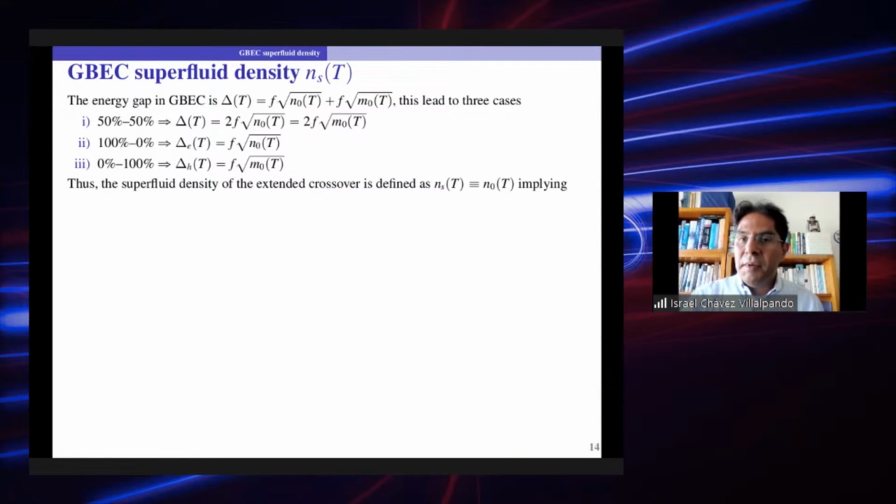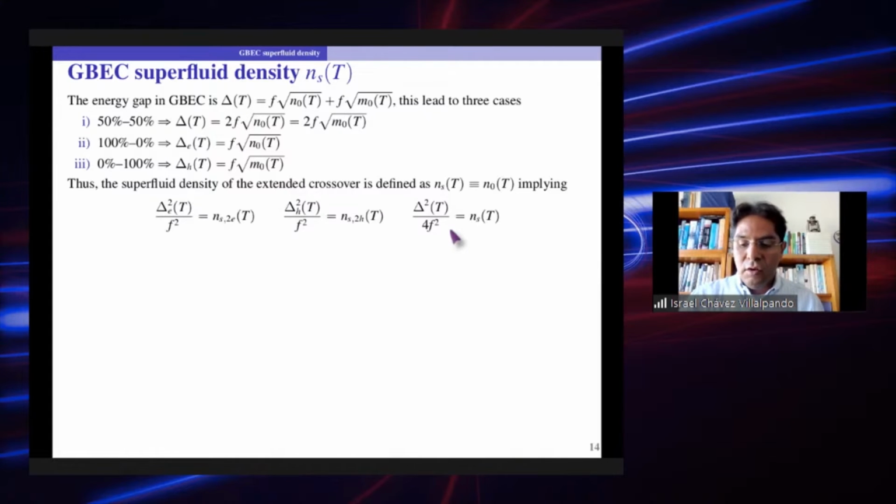And the same happens in the opposite case, 0% and 100%. This means that one takes only two hole Cooper pairs. So if one takes these cases, the number density of particles and the superfluid density of this extended crossover can be defined this way. The dimensional number density is defined by the condensed electron pairs or hole pairs.